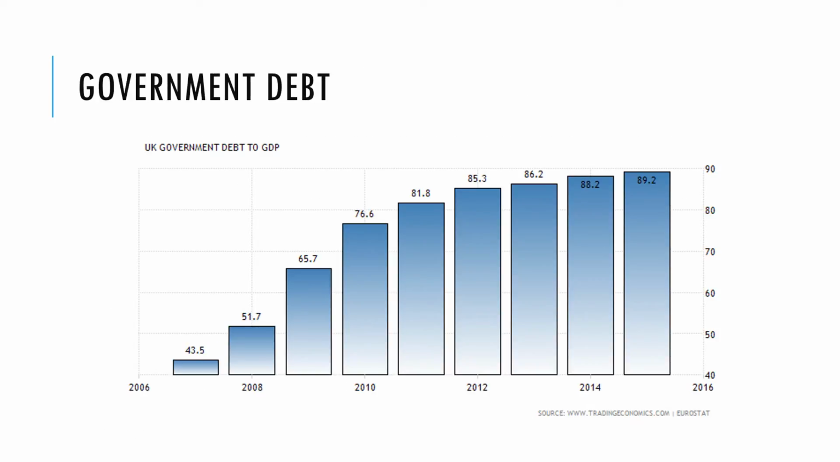Why they're trying to do that is they're trying to reduce the level of government debt. This shows the level of government debt compared to the size of the UK economy. Currently, the level of government debt stands at about a whopping £1.6 trillion, which is an awful lot of money and quite a significant amount of interest that needs to be paid every year.